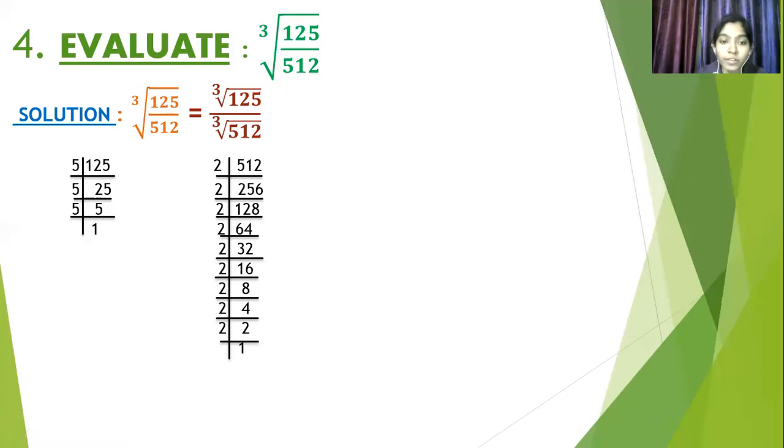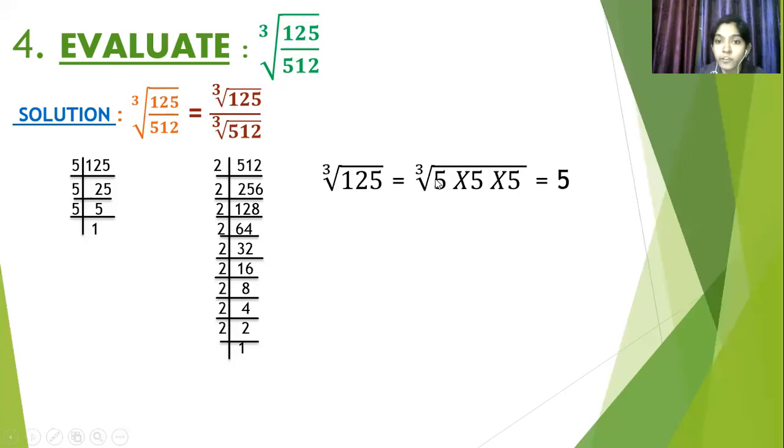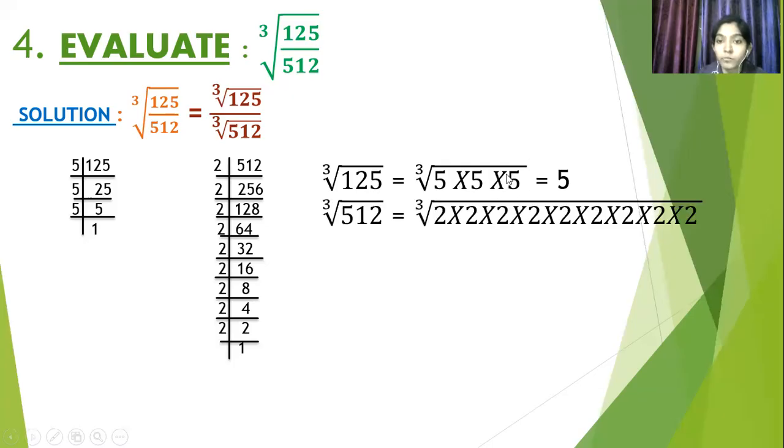Okay. Now we will express 125 as 5 into 5 into 5, and 512 we just write like this: 2 into 2 into 2 into 2 into 2 into 2 into 2 into 2 into 2. Is it clear? How many times? 1, 2, 3, 4, 5, 6, 7, 8, 9 times. Is it clear? Yes, ma'am. Now we will make a triplet of each term.